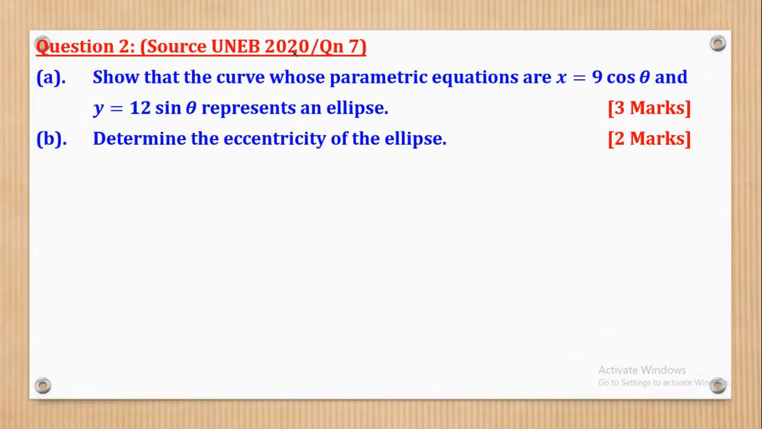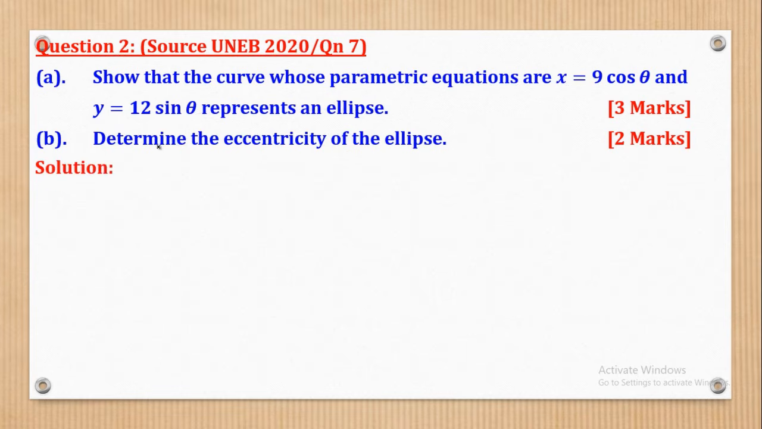Then question 2 came from UNEB 2020 paper 1 question 7 and says Roman 1 part A, show that the curve whose parametric equations are this and this represents an ellipse. So this is similar to the one you have just done previously.